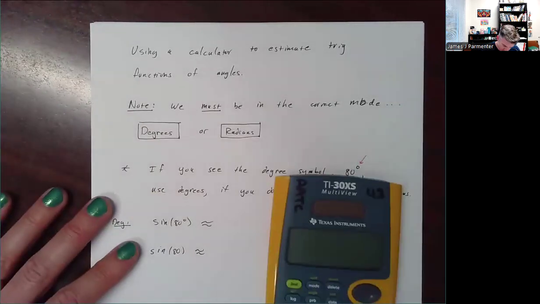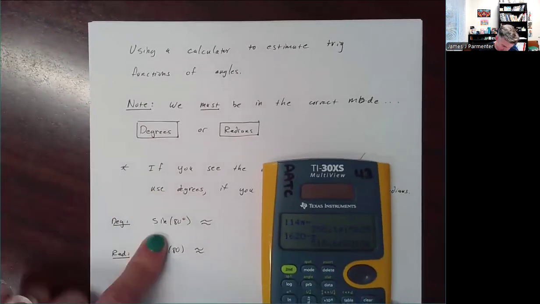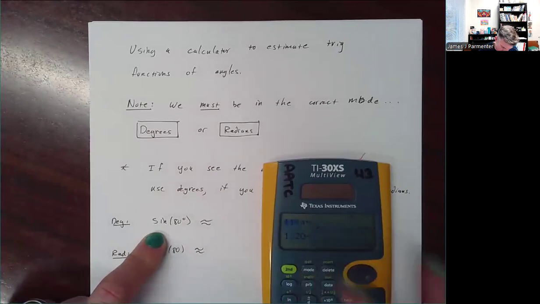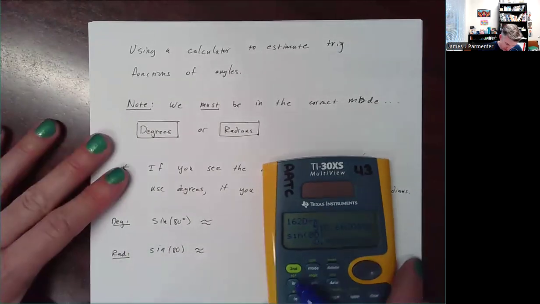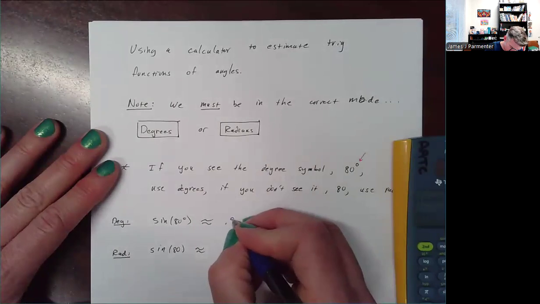So for example, if I want to find sine of 80 degrees, I have to make sure the mode I'm in is degrees, which I'm in degrees. So I'm going to quit, and then I'm going to do sine of 80 degrees and get approximately 0.98. And I would say 2 decimal places unless otherwise asked for.